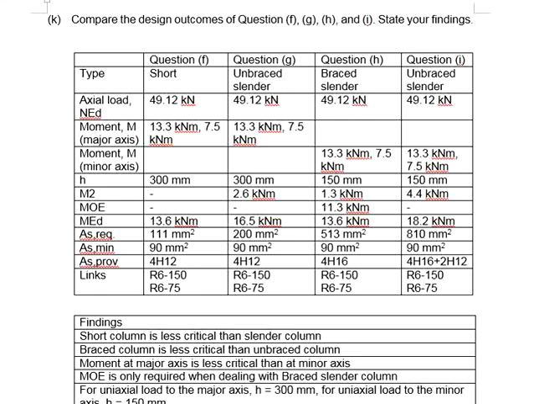So far, we have gone through quite a number of examples dealing with the same column, having the same specifications and details that are subjected to different conditions, whether the column is short or slender, braced or unbraced, and whether the moment is acting on the major or the minor axis. Assuming that there will always be moment acting onto the column, either in the major axis or the minor axis, or even in both axes.